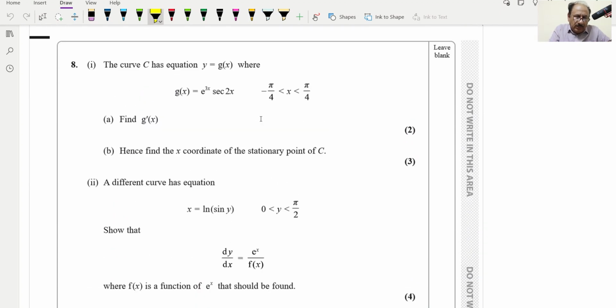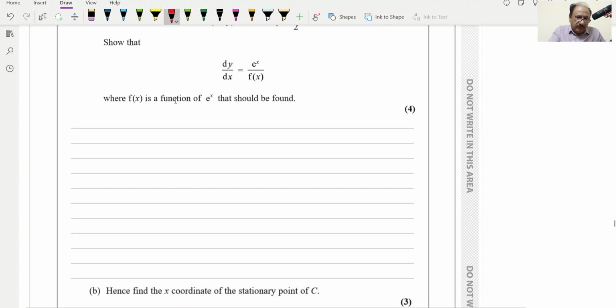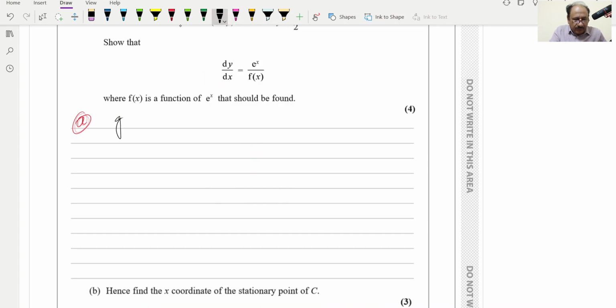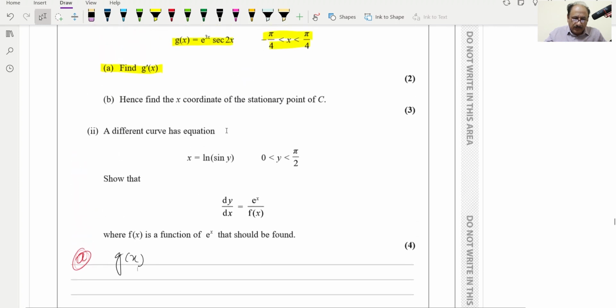Question number 8. The curve C has equation y is equal to g of x, and g of x is provided for this range. Part a: find g dash of x. So first of all we have to find the derivative. For the derivative, we can write g of x is equal to e raised to the power 3x and secant 2x.